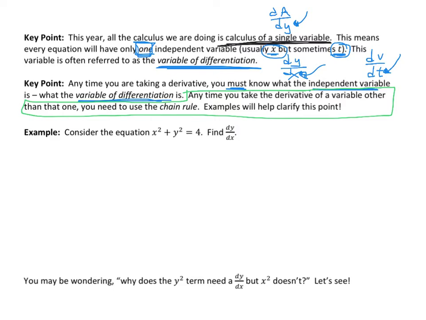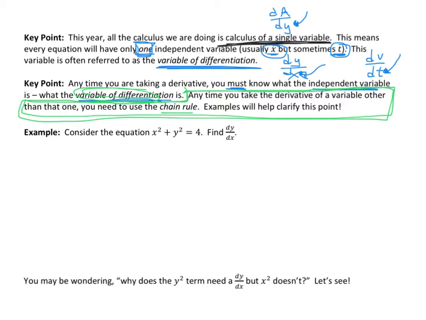And we're going to do practice with it. We're going to talk about why. Any time that you take the derivative of a variable other than the variable of differentiation, you have to use the chain rule. And what exactly that means is something that I'm going to be making clearer as we go through these examples. But this is the entire lesson right here, summed up in one sentence. Anytime you take a derivative of a variable other than the variable of differentiation, you're going to have to use the chain rule. And it's going to be a really simple chain rule, but it's still a chain rule.